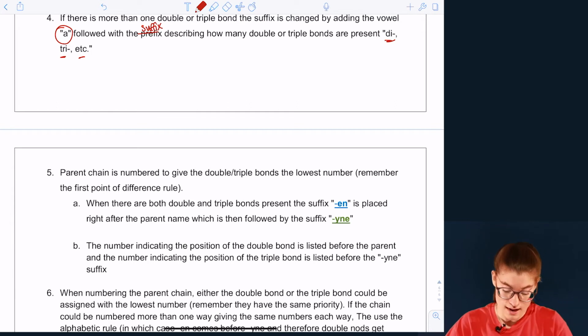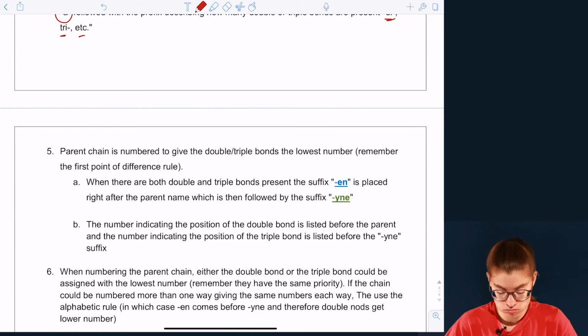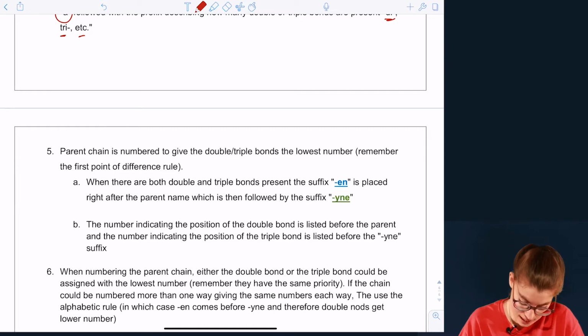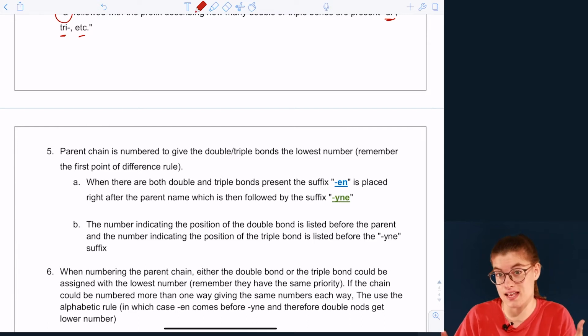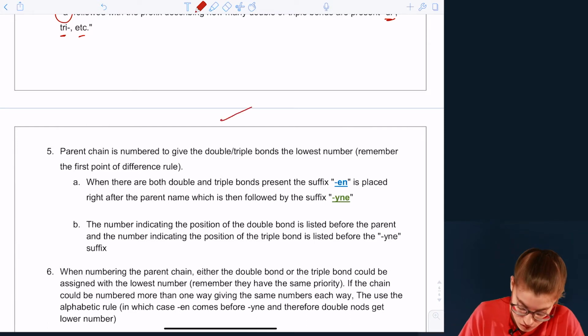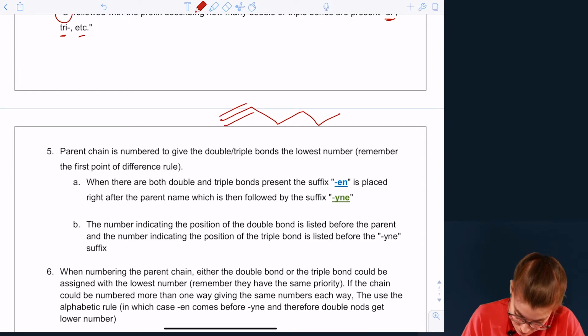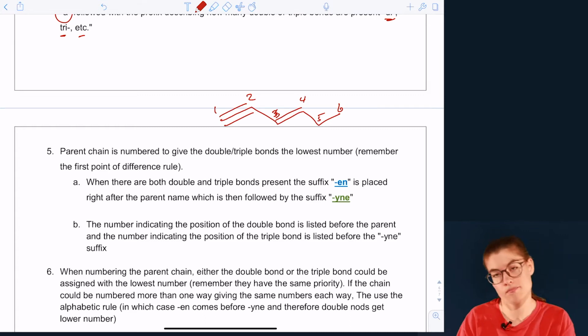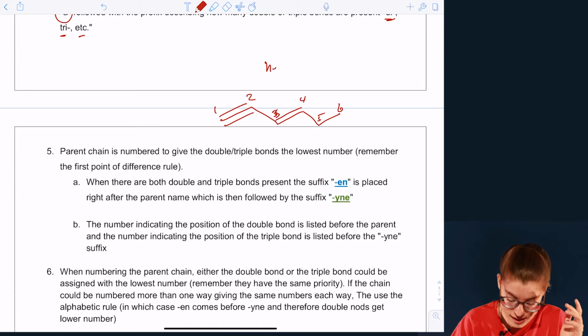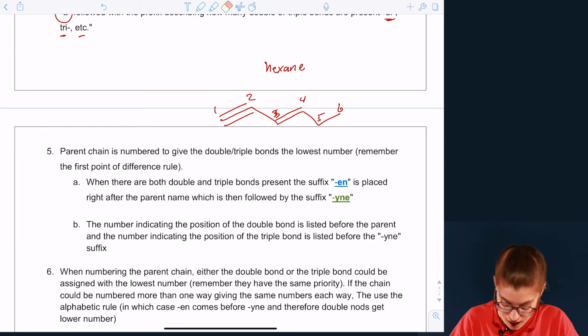Okay, now we're going to do some practice problems, but if you have a double bond and a triple bond in a parent chain, then we are going to have to say "een" and "ein" somehow. So what we're going to do, for example, let's say we have this. So this would be 1, 2, 3, 4, 5, 6. So that's 6. So if this was all single bonds, we would say this is hexane. But remember, we've got a double bond and we've got a triple bond.